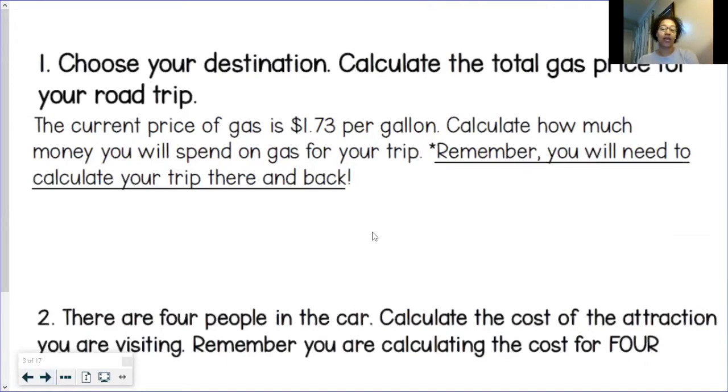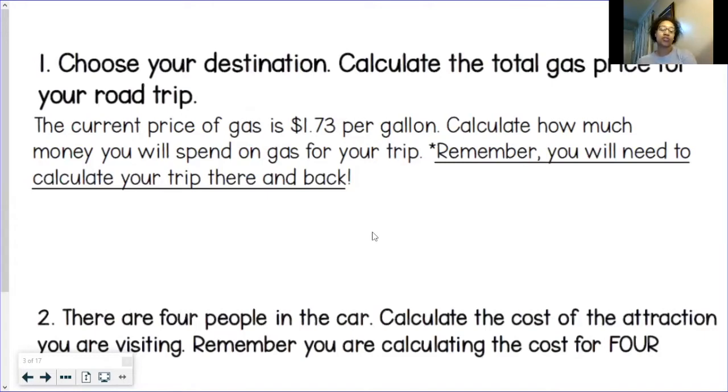So you are going to calculate the total gas price for your road trip. The current price of gas is $1.73 per gallon. If you notice on the table, your mileages were provided to you in gallons, okay? Again, remember, you will need to calculate your trip there and back, not just one way.